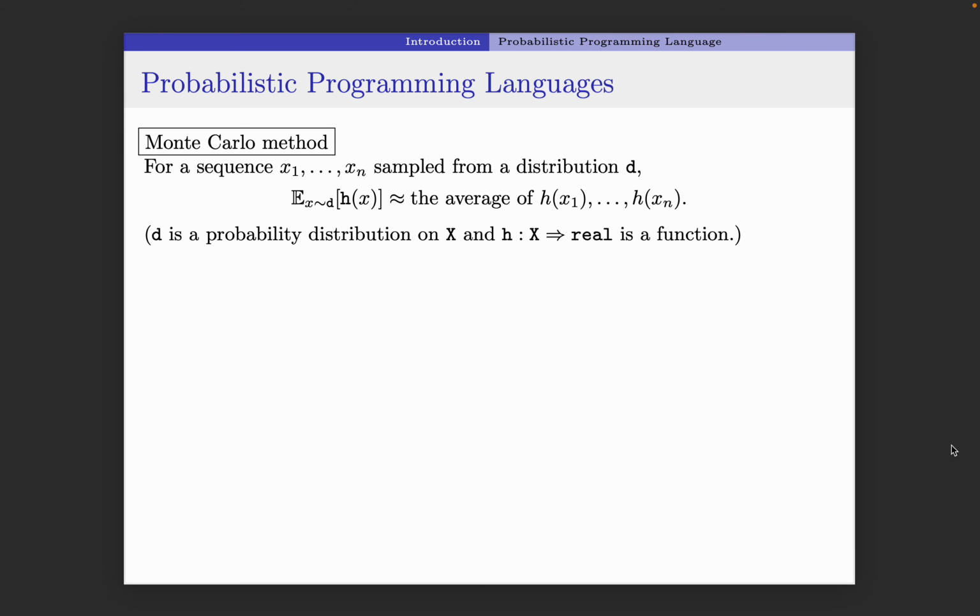Next, let's see a more interesting example, the Monte Carlo method. It computes an approximation of the expected value. For a sequence x1 to xn sampled from a distribution D, the approximation of the expected value of h of x is the average of h of x1 to h of xn, where D is a probability distribution on X and h is a real-valued function from X.